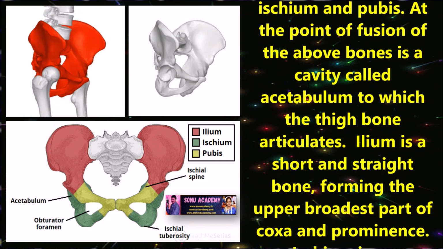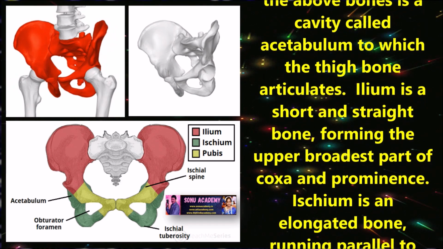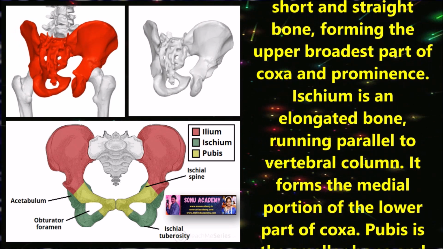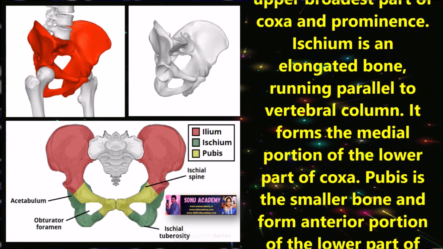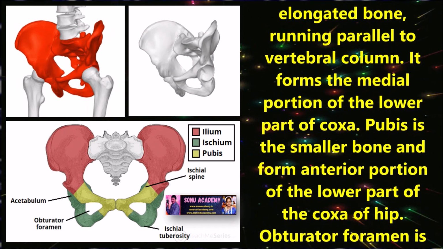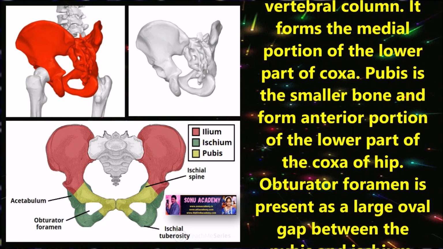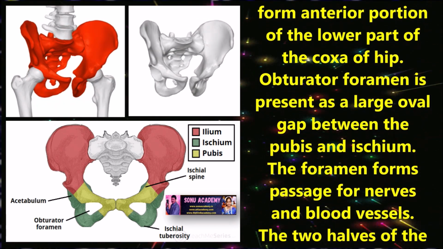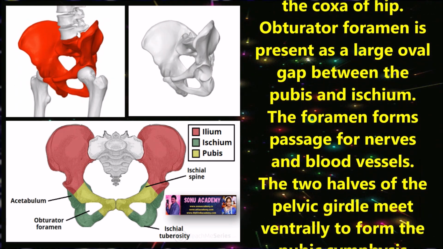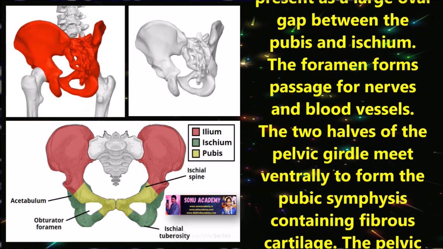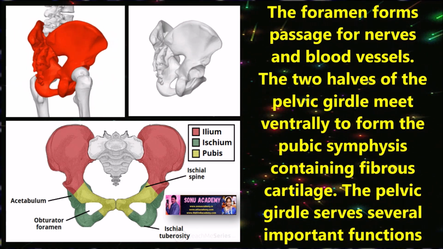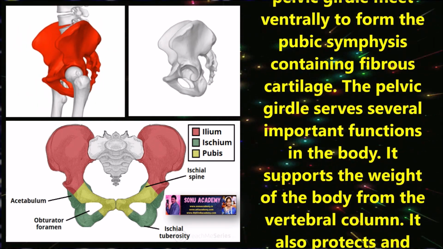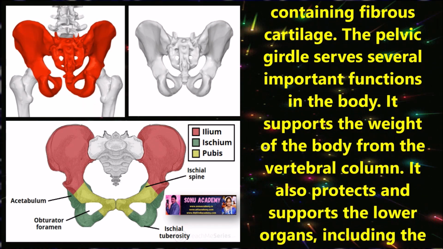Ilium is a short and straight bone forming the upper broadest part of the coxa, with a prominence. Ischium is an elongated bone running parallel to the vertebral column. It forms the middle portion of the lower part of the coxa. Pubis. The pubis is the smaller bone and forms the anterior portion of the lower part of the coxa of the hip. The obturator foramen is present as a large oval gap between the pubis and ischium. The foramen forms a passage for nerves and blood vessels. The 2 halves of the pelvic girdle meet ventrally to form the pubic symphysis containing fibrous cartilage.